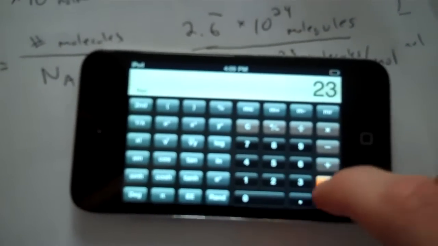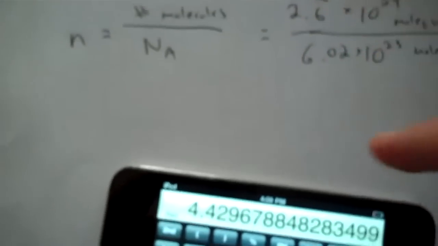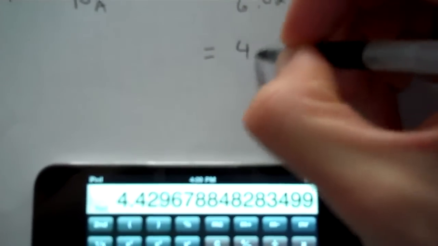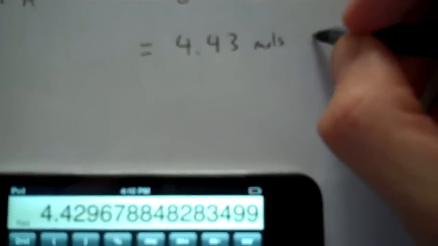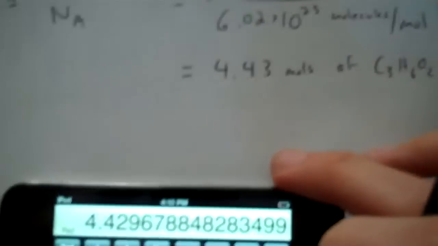So I'm just going to take this number, divide it by 6.02 times 10 to the 23rd, and I get 4.43 when rounded. So this equals 4.43 moles. Moles of what? Moles of the molecule that we started with. So 4.43 moles of C3H6O2. Okay, but I'm not done yet.